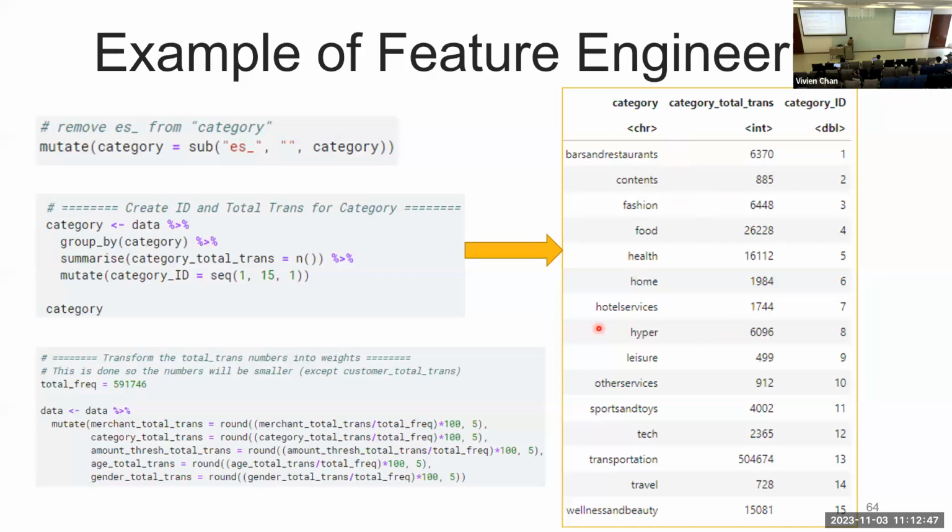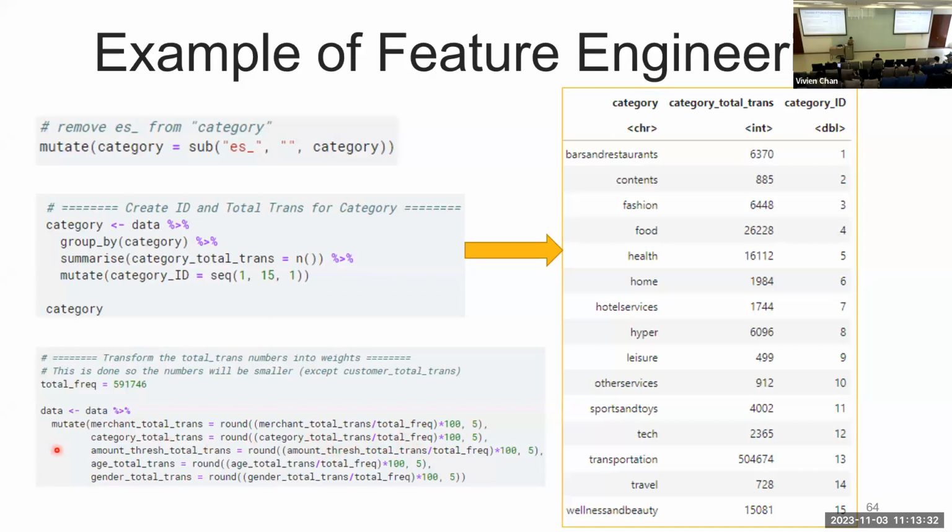After getting these results, we did one more step. Basically, you want to transform it into something more meaningful. So this is the total frequency, which is simply the total number of observations in the data set. For the category here, you are just dividing each category's count by the total, so you're getting the percentage of each category.